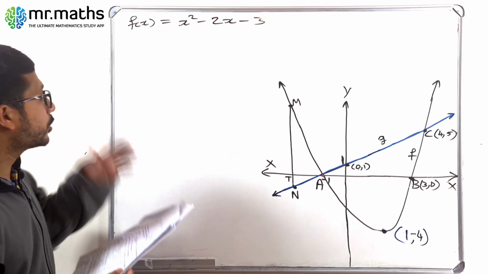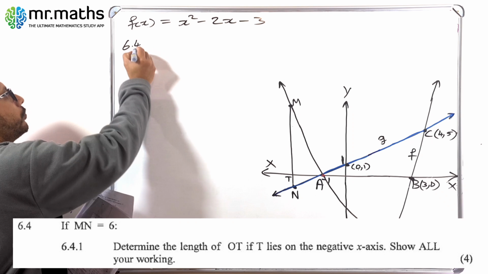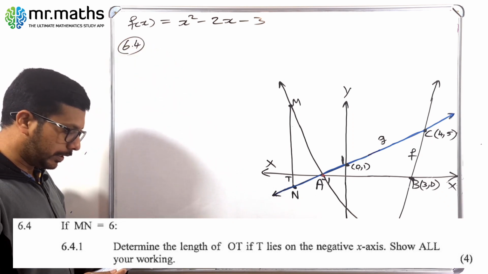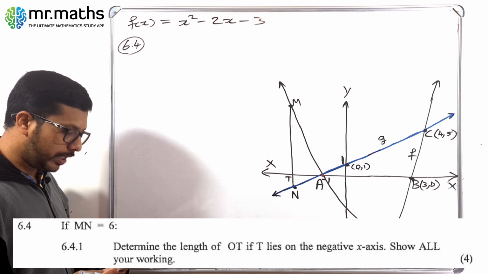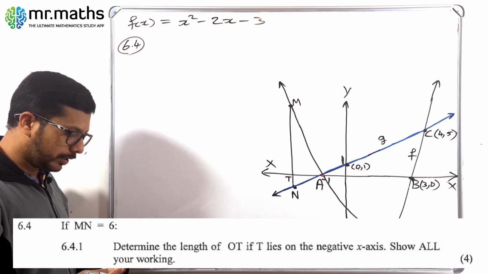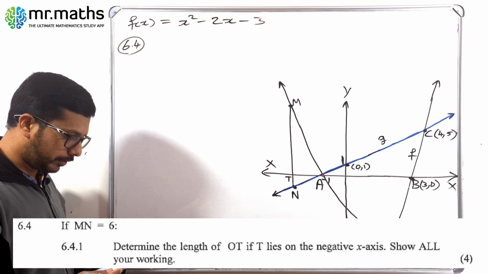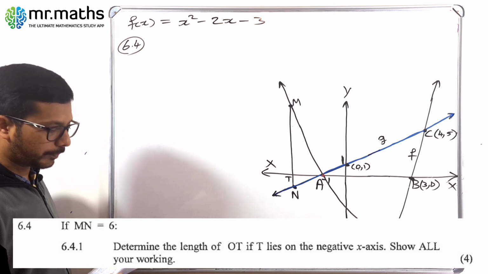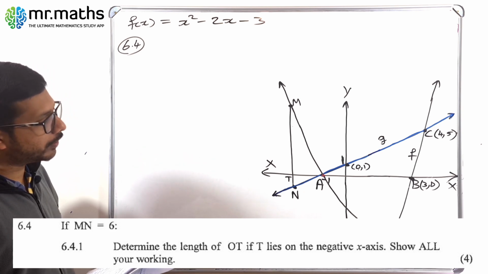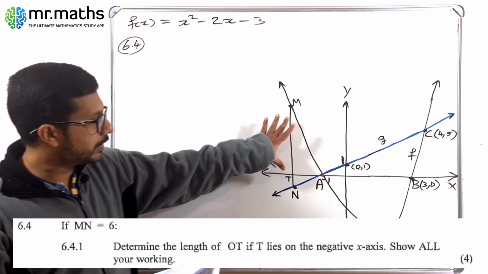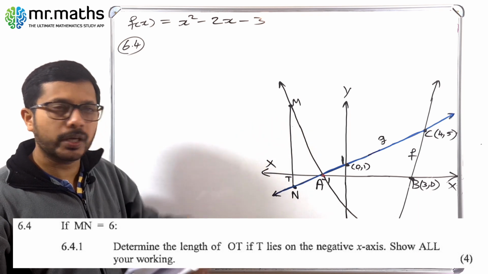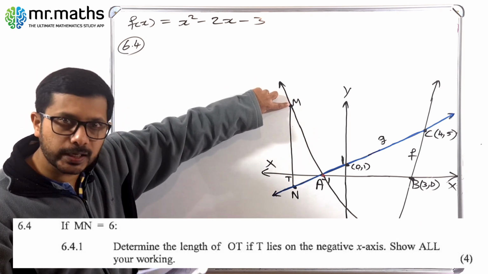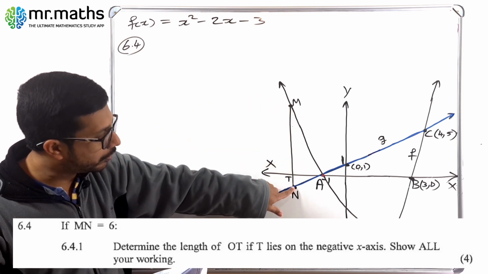Question number 6.4. If MN is equal to 6, determine the length of OT if T lies on the negative x-axis. Show all your working. So what are they saying? If MN is equal to 6 units, the length of this line MN, M is here on the f of x graph and N is here on the g of x graph.